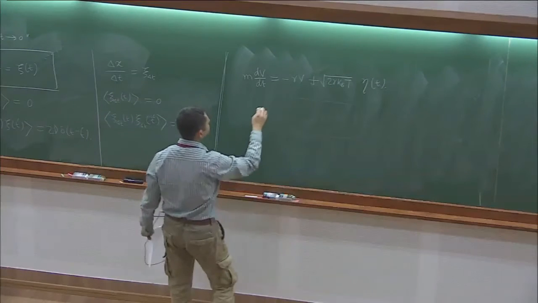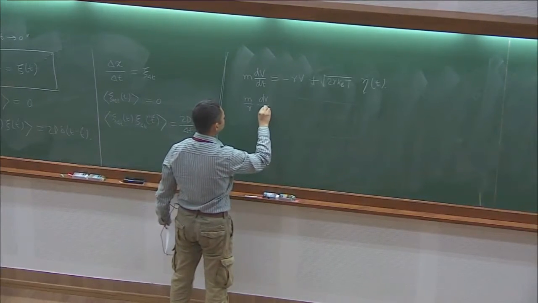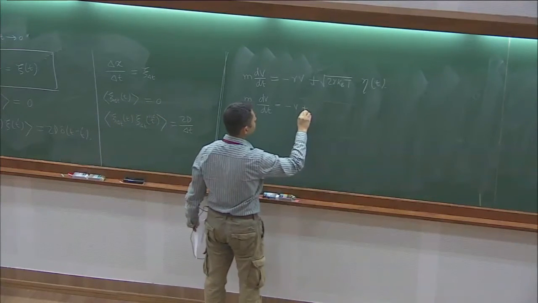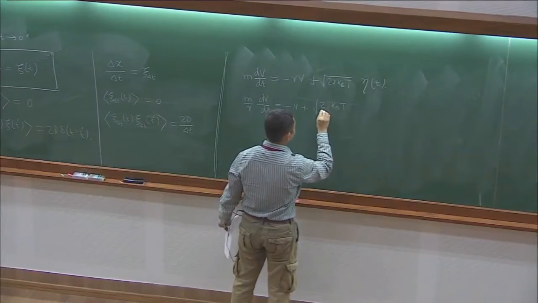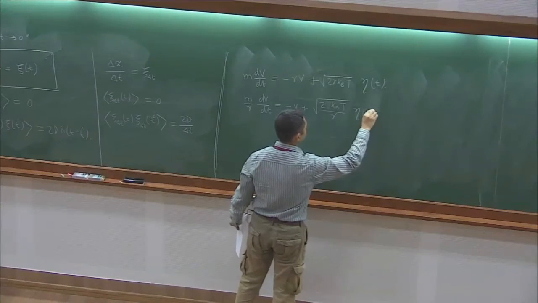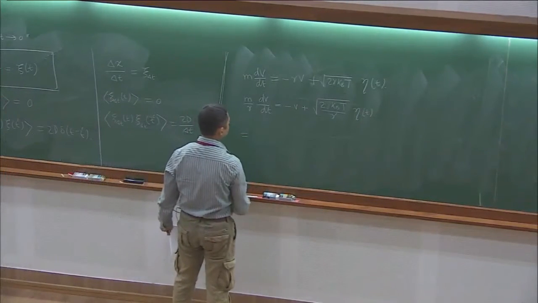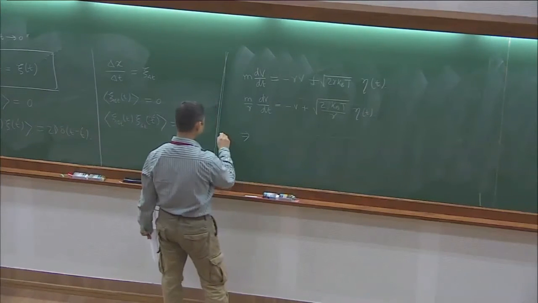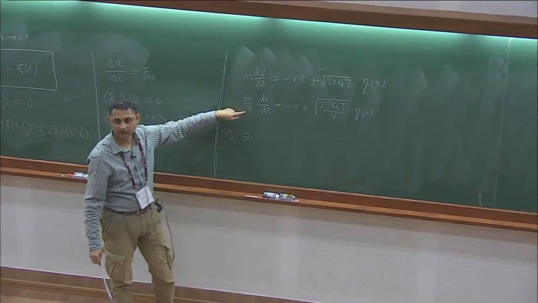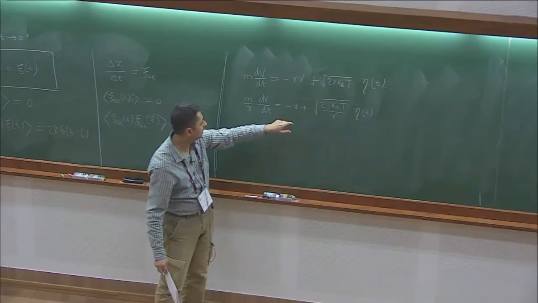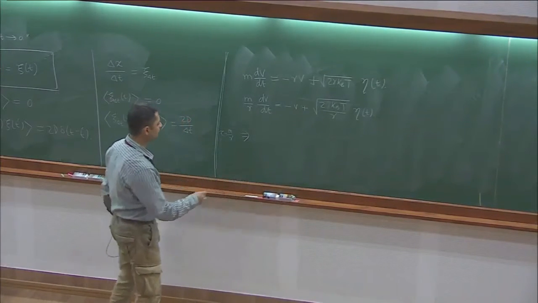Let me just write down this equation in a different way, divided by gamma. So then I have an equation m by gamma dv/dt is equal to minus v plus 2 gamma kBT divided by gamma. So if I define a time scale which is called m by gamma, what is the unit of m by gamma? That's the unit of time, right? Because if I divide m by gamma here, this is v by time, so m by gamma must be a unit of time, right?